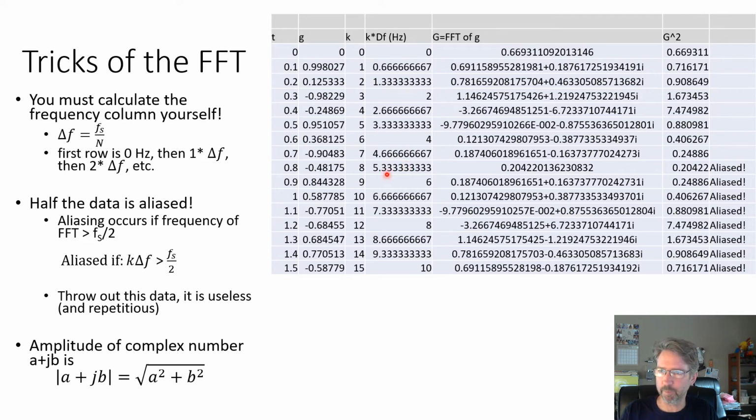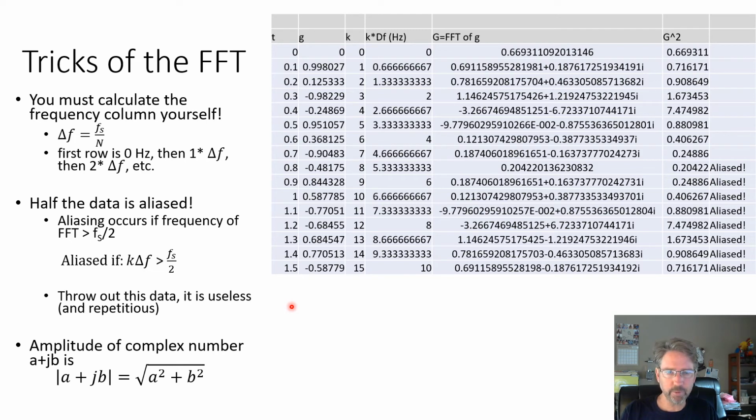The other thing to remember is that half of the data is aliased, so all of these bottom rows are useless. So anytime our sample rate here, we can see we're sampling every 1/10 of a second, so our sample rate is 10 Hertz. So anything over 5 Hertz is aliased by the sampling theorem. So in the frequency column here, when we're above 5, it's aliased. That's always the bottom half of the FFT data. So don't use this data. Throw it out.